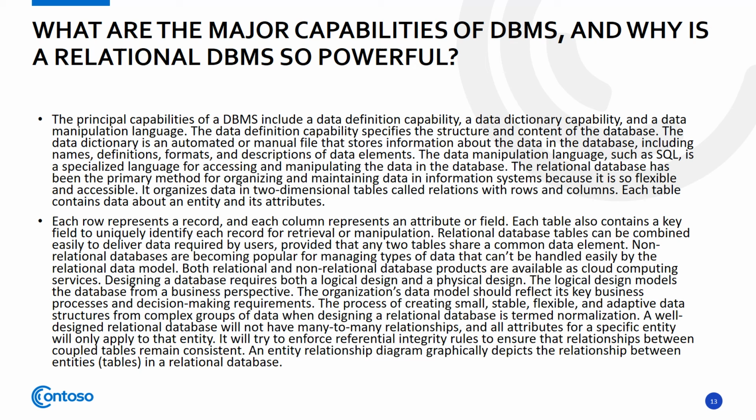The relational database has been the primary method for organizing and maintaining data in information systems because it is flexible and accessible. It organizes data in two-dimensional tables called relations, with rows and columns, and each table contains data about an entity and its attributes. Each row represents a record, and each column represents an attribute or field. Each table also contains a key field to uniquely identify each record for retrieval or manipulation.